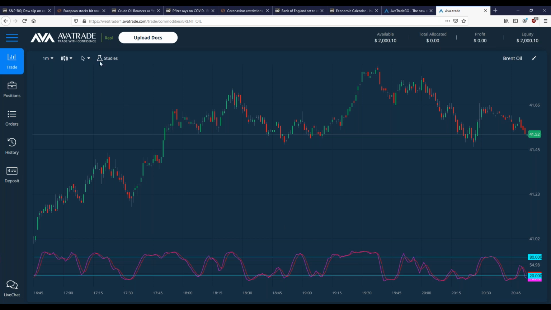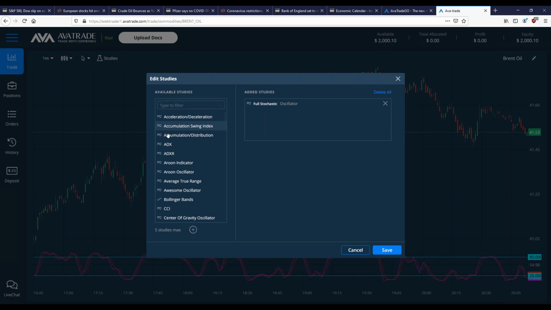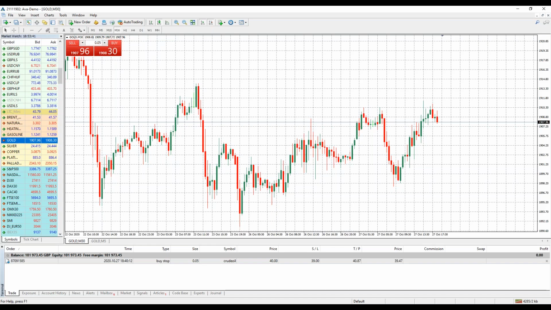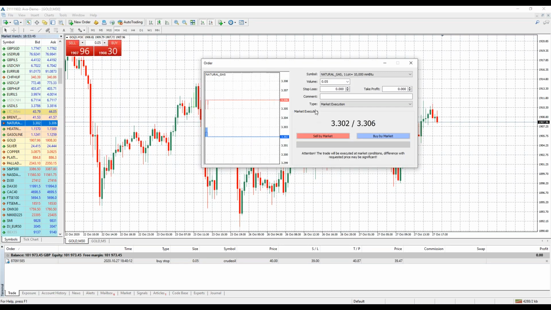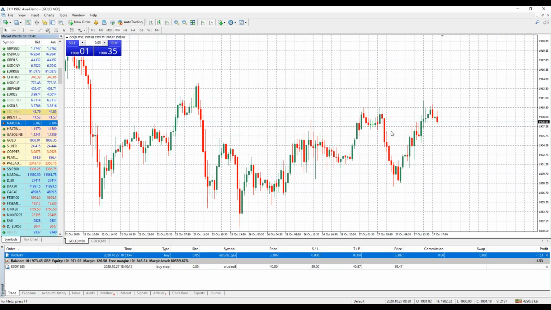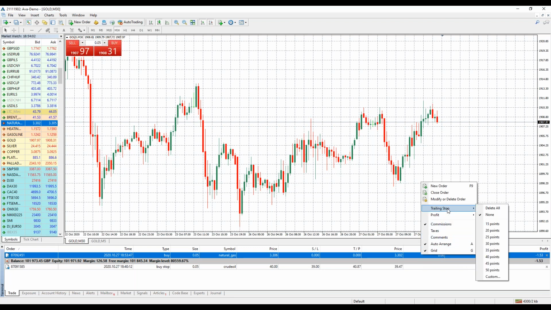There's a lot of technical tools you could find in these studies that you can add. Okay, good question. Let me demonstrate. I'm just going to open any trade. Don't read into this. I'm buying on natural gas. I didn't even look at why I'm buying right now. So if this trade was running, and let's say it was in a profit level that I liked, then I right click, I go to trailing stop.